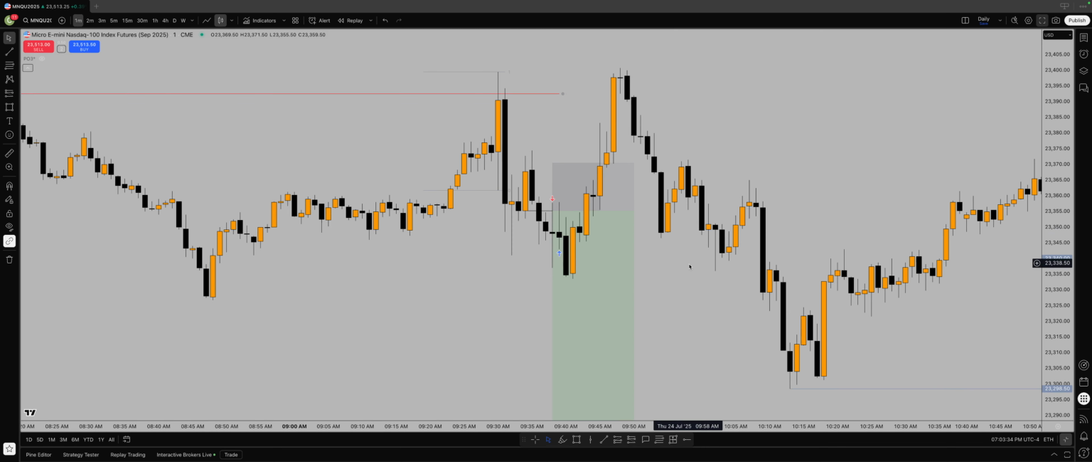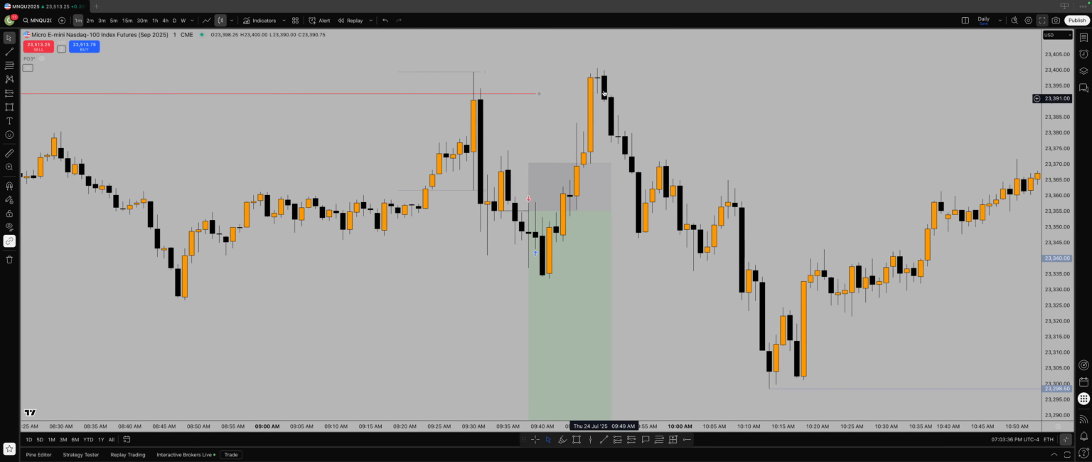Looking back, I probably could have hopped in this one. This was an inverse, and this was at the appropriate time. So, let me show y'all here real quick. All right, we have a sweep of liquidity there. We have our inverse break at 9:50, the beginning of the macro.